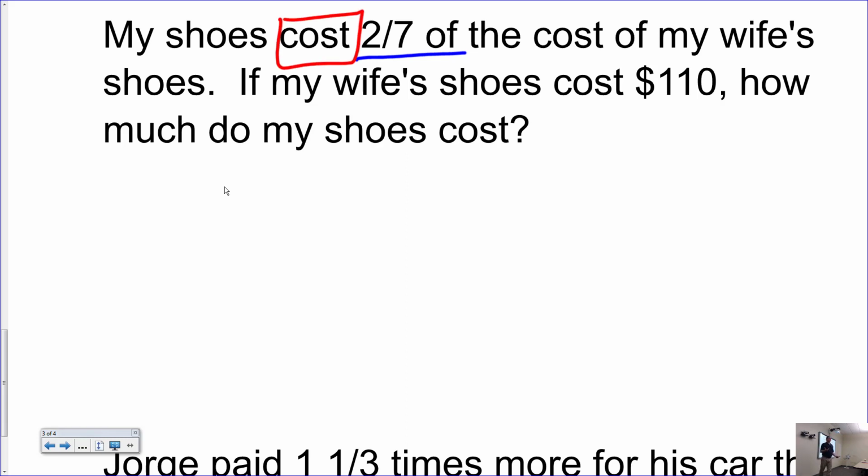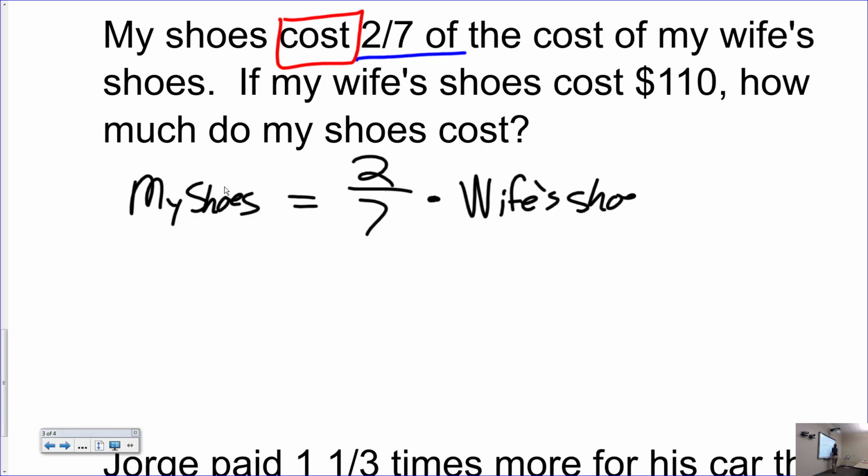Remember that that's the equal sign. Always. Okay? So everything that's before it is to the left of the equals. Everything that's after it is to the right of the equals, right? And so note how I'm going to write this math. I'm not going to use x's and y's. I'm going to actually use words in the problem, right? My shoes equal 2/7 times the cost of my wife's shoes.